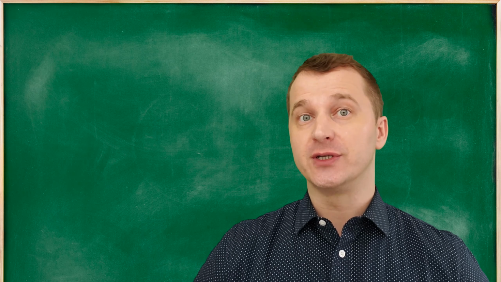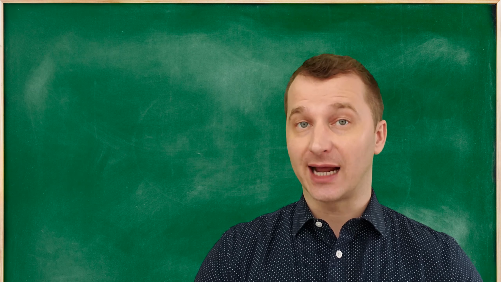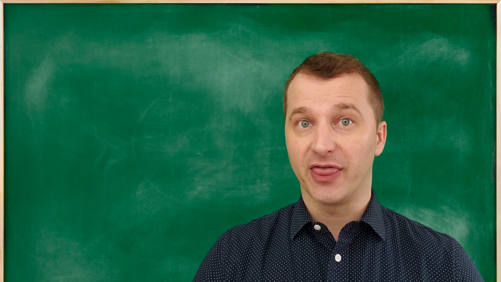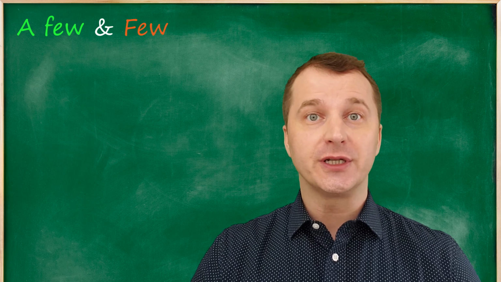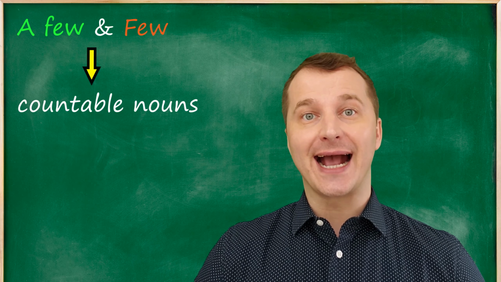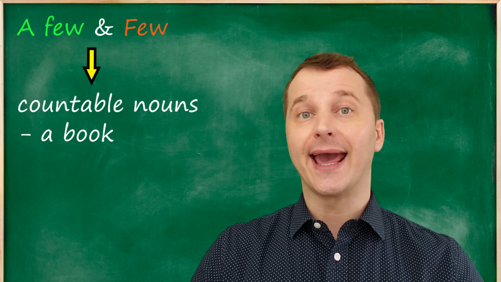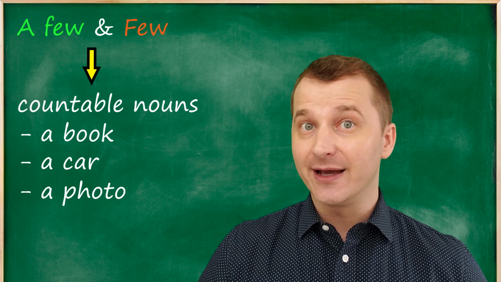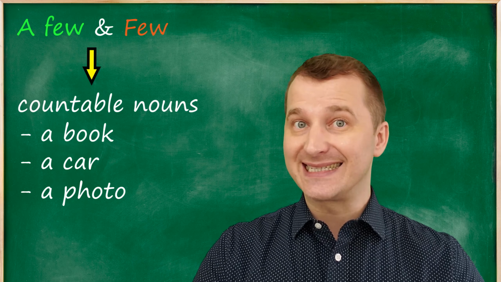Now that you know the difference in meaning, there is one more thing that I want you to pay attention to. Please remember that a few and few are used with countable nouns, meaning the things that we can count. For example, a book, a car, a photo. We can say 4 books, 2 cars, 6 photos.